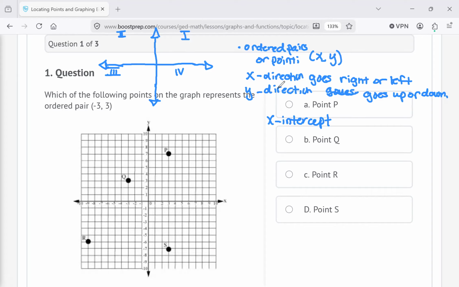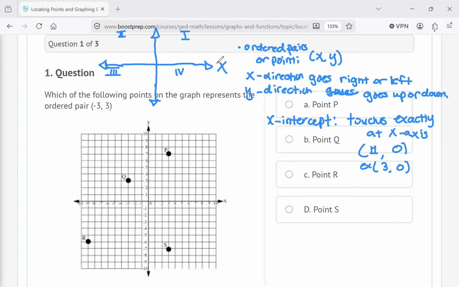So x-intercepts, this is how you know you have an x-intercept. Not all points are x-intercepts, right? An x-intercept touches exactly the x-axis. And this is how you know you have an x-intercept: if your coordinate has a number as the x value and the y value is always zero. So an example would be 3 comma 0, right?